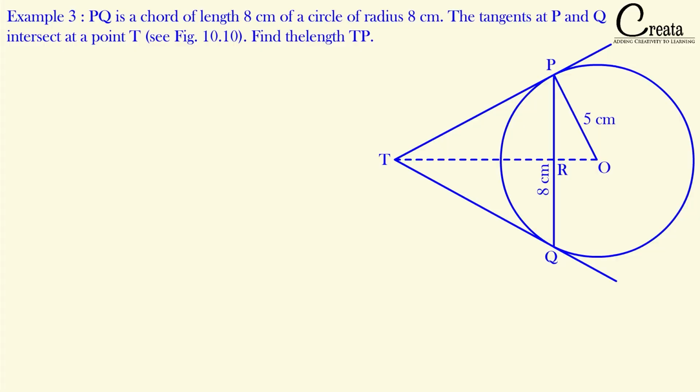PQ is a chord of length 8 cm of a circle of radius 5 cm. The tangents at P and Q intersect at a point T. Find the length TP.